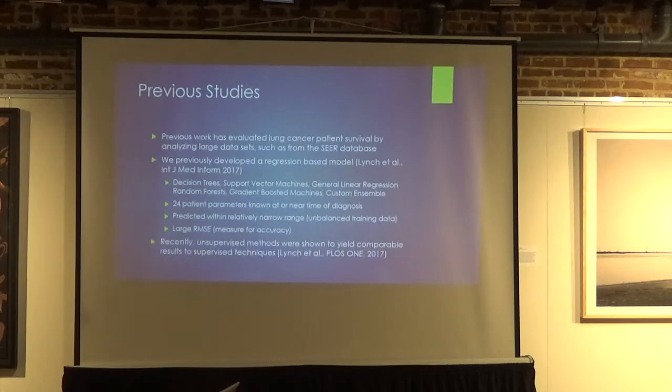There were 24 patient parameters that were known at the time of the diagnosis. These models predicted within a relatively narrow range because the data was kind of unbalanced, and also had large root mean square errors, or RMSEs. Also, we applied not just one, but several unsupervised methods to see if the survival could be predicted in this way.